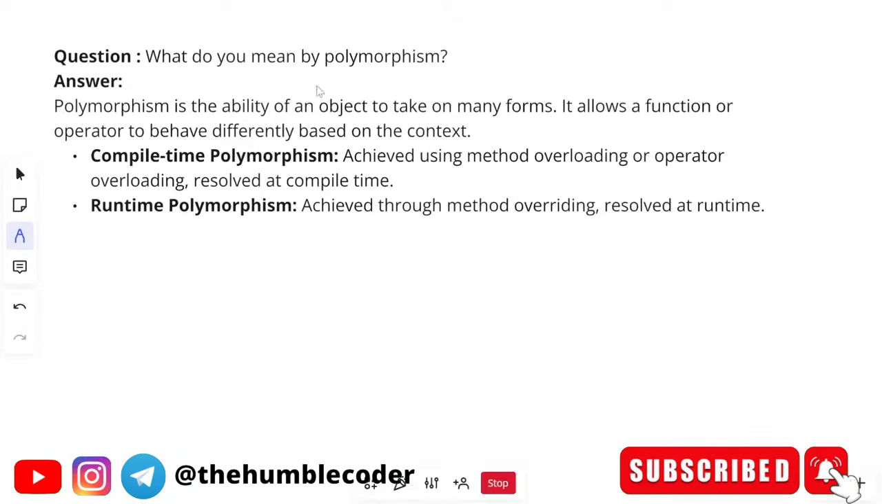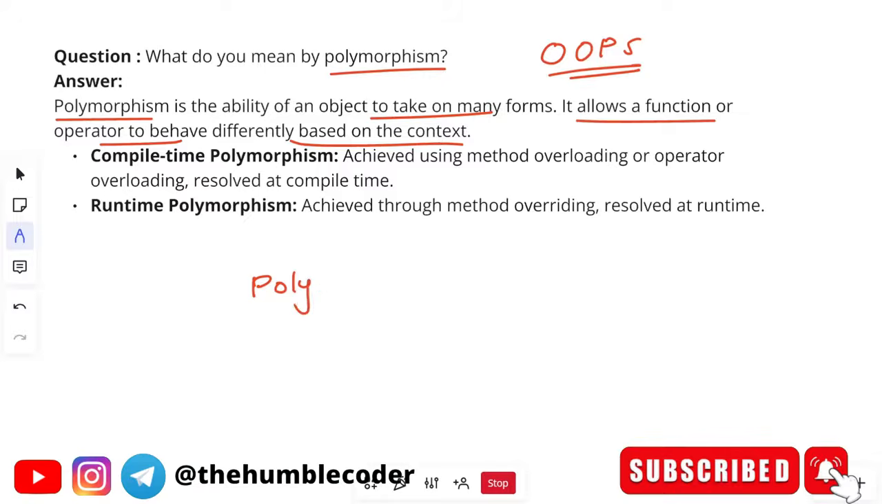What do you mean by polymorphism? Again, an OOPS-based concept. So you can see OOPS is heavily asked. Polymorphism is the ability of an object to take many forms. It allows a function or operator to behave differently based on context. Now you can also explain polymorphism in this way.